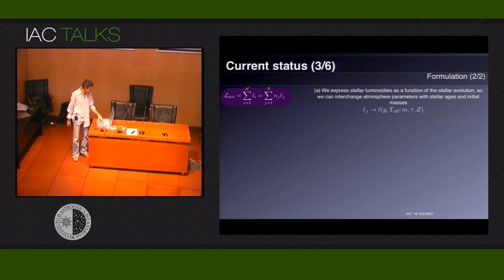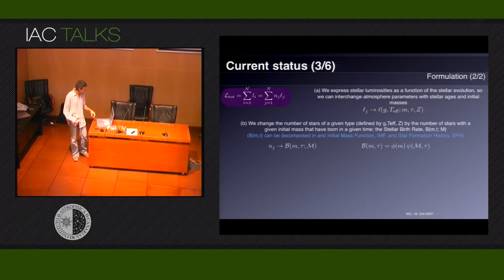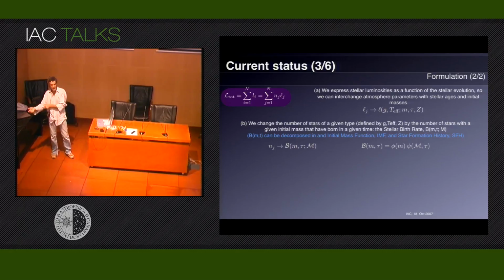So to do that, the first thing is to express stellar luminosity as a function of stellar evolution. That is, make a change of variables. The other thing is to change the number of stars of a given type into something related to the evolution of the system, generally called the stellar birth rate. That tells you how many stars have been born with a given mass at a given time. If you put stellar evolution inside, you know the number of stars of different classes that you have there.